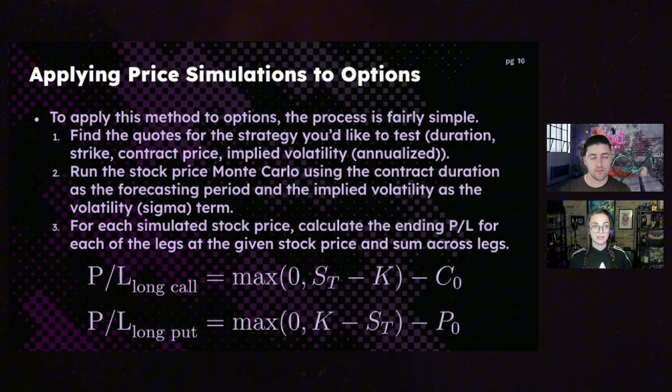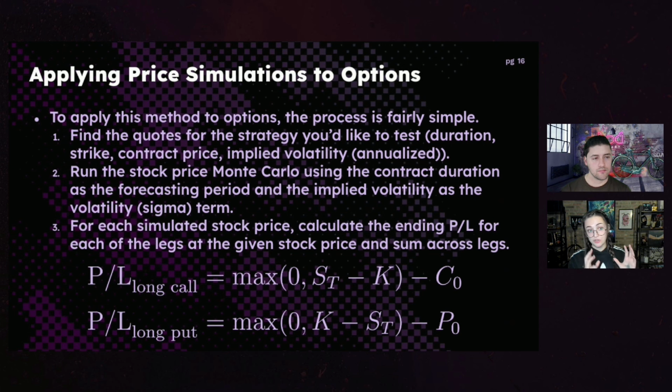So maybe you're interested in testing a strangle or short strangle, a short iron condor, maybe a put spread. You've got to find the quotes, which would be for duration, strike, contract price, and implied volatility. So implied volatility index is really what we're looking for here. Once we get the quotes for the legs that we're interested in testing, then we would want to run the stock price Monte Carlo using the contract duration as the forecasting period. So if we're dealing with 30-day contracts, for example, or 45-day contracts, then that would be the duration that we want to simulate. And then we would use the implied volatility as the volatility term sigma.